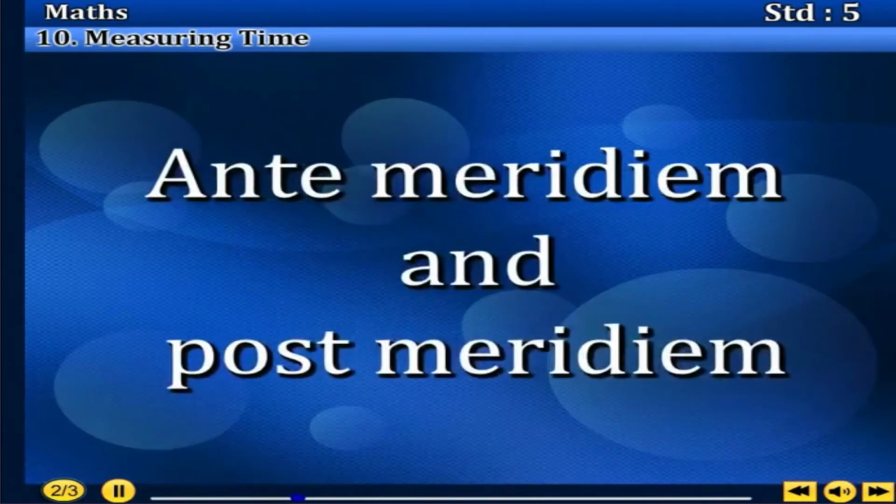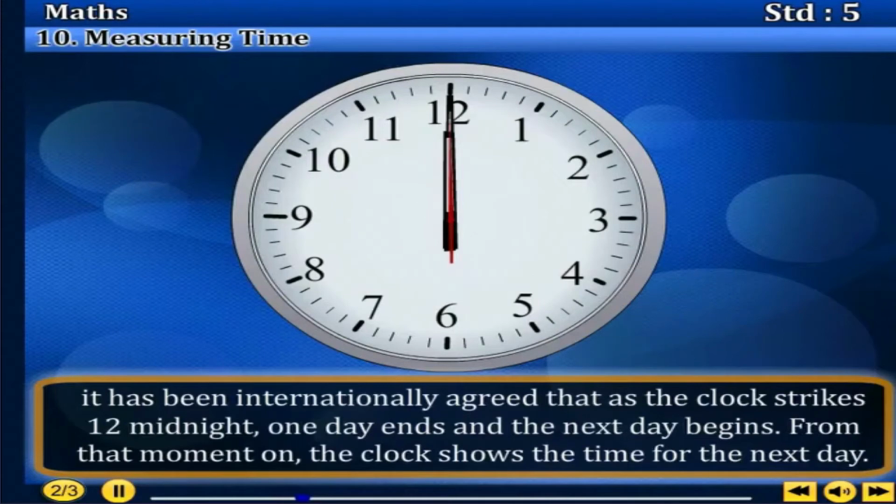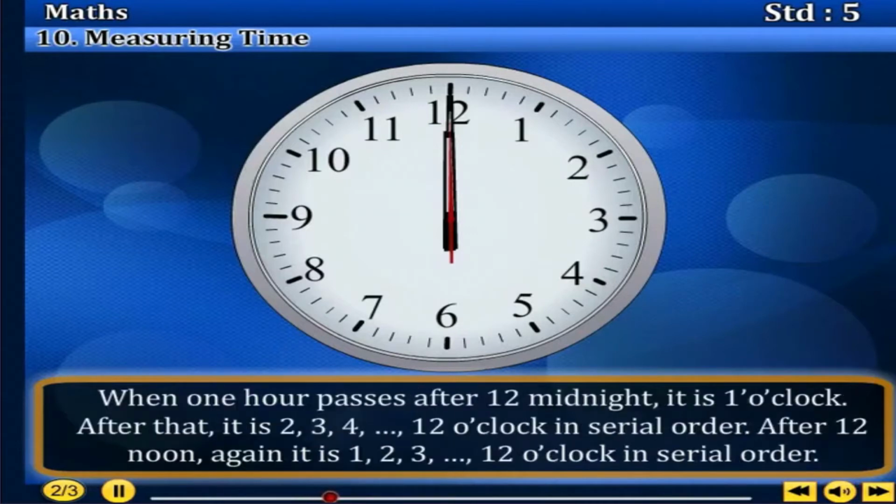Ante-meridiem and post-meridiem. It has been internationally agreed that as the clock strikes 12 midnight, one day ends and the next day begins. From that moment on, the clock shows the time for the next day. When 1 hour passes after 12 midnight, it is 1 o'clock. After that, it is 2, 3, 4, up to 12 o'clock in serial order. After 12 noon, again it is 1, 2, 3, up to 12 o'clock in serial order.